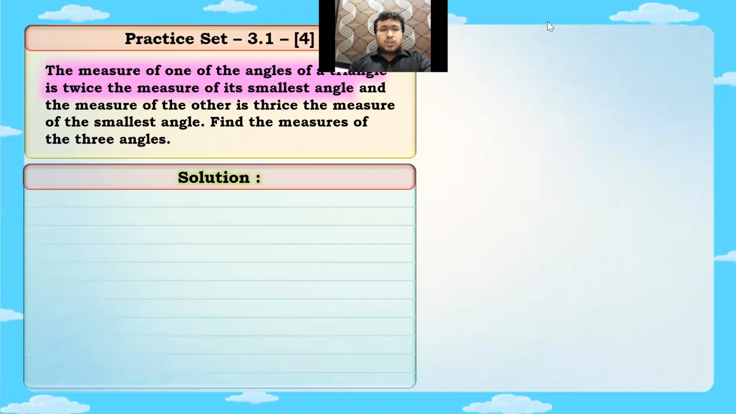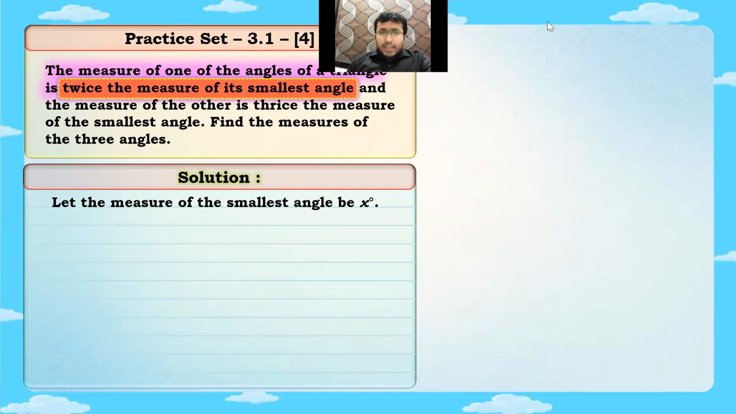Okay, so students, first we have read the entire question. Now let us read the entire question in small parts. The first part says the measure of one angle of a triangle is twice the measure of its smallest angle. Students, we are comparing one angle with its smallest angle. But tell me, do we know the value of the smallest angle? No, we don't know the value of the smallest angle. So we'll assume the smallest angle to be one variable. And which is our favorite variable? Yes, it is x. So students, we are going to write: let the measure of the smallest angle be x.